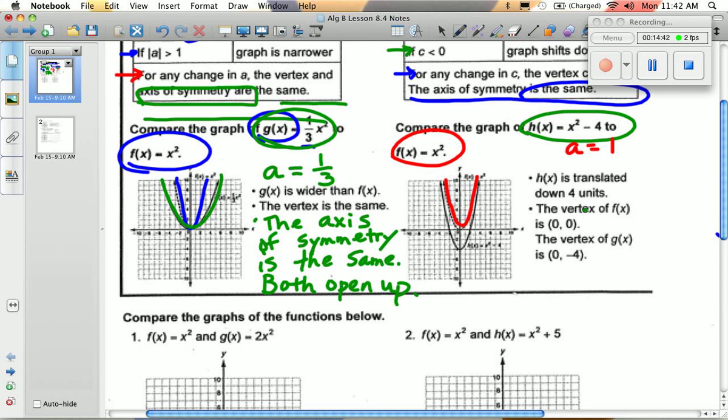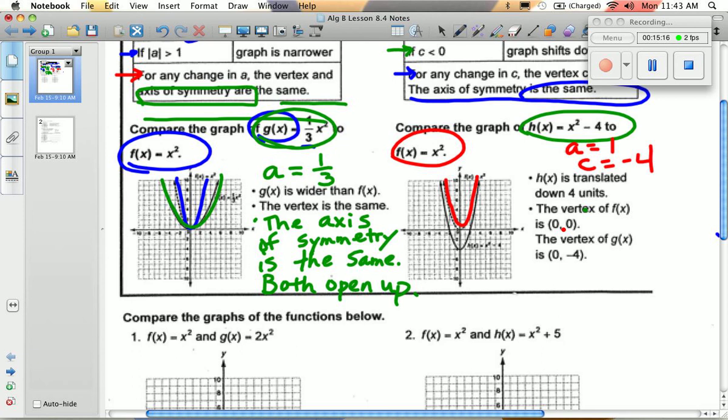But the c equals -4, so that drops it down. What drops down? The vertex, which in turn drops every point down also. So it goes down 4 units, and so h of x is translated down 4 units. The vertex of f of x is (0, 0). The vertex of g of x is (0, -4). So we say where the vertex moved to. It went from being at (0, 0) down to (0, -4).